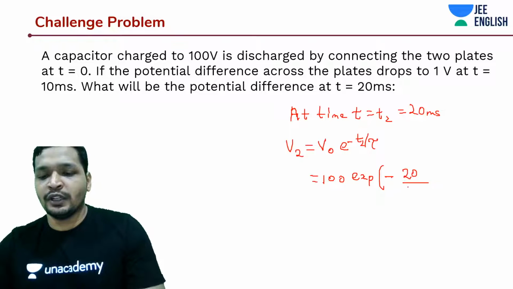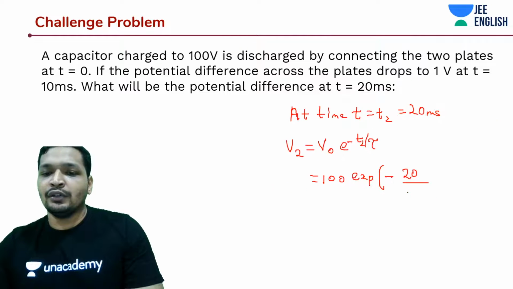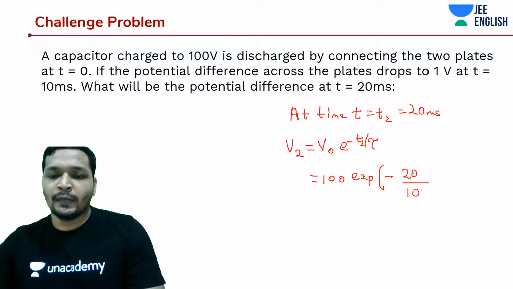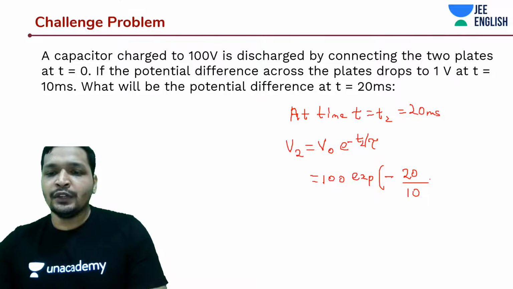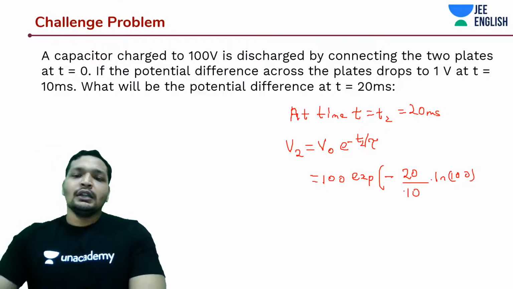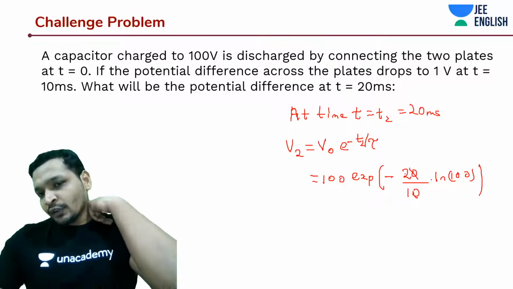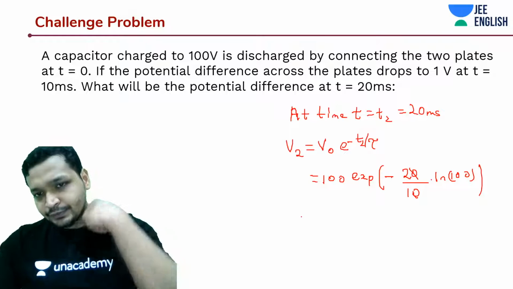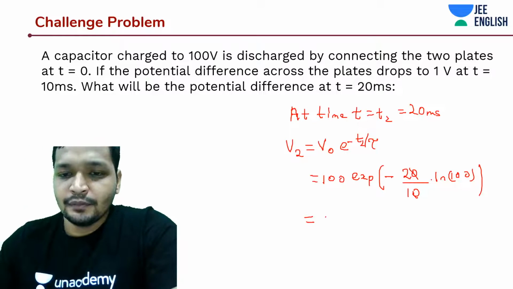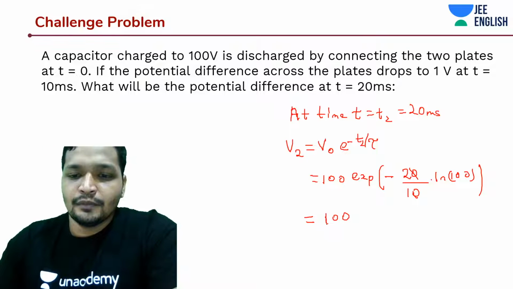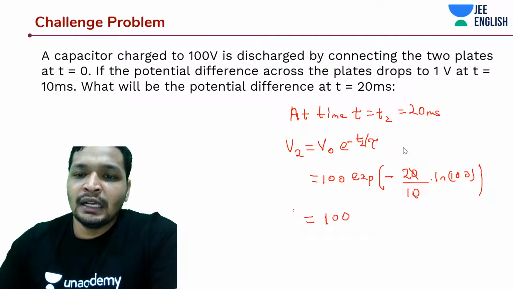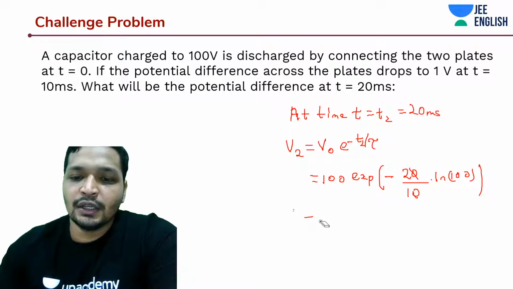I'm not worrying about the units. It's going to be e to the power of ln 100, right? So what you're going to do is basically take the square. It's all about basic math that you have to work on so that you get the answer right away.